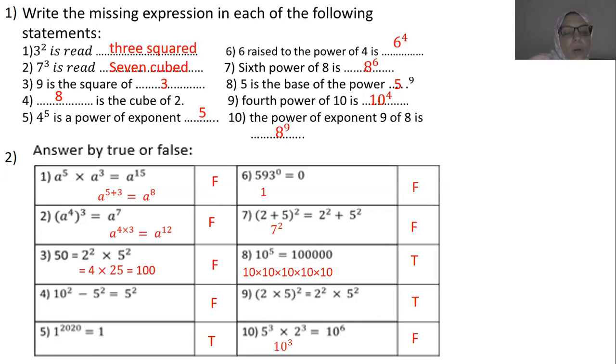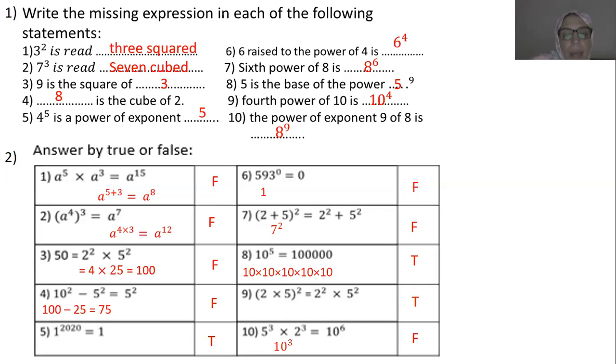Now, 10 squared minus 5 squared. Is it equal to 5 squared? Let us see. 10 squared is 100 minus 5 squared, which is 5 times 5, which is 25. So its answer should be 75. But they have written 5 squared. And what's the answer of 5 squared? It is 25. So it's not 75. So the answer is false.